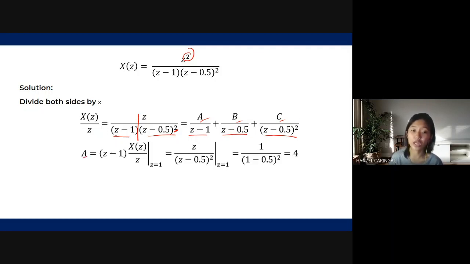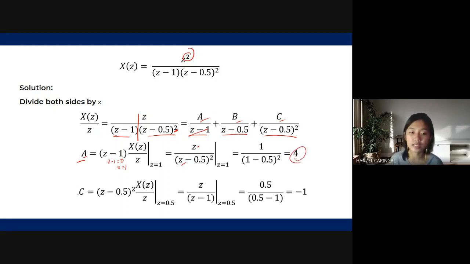To solve for A, we're going to multiply by z minus 1, so that the z minus 1 cancels and only A remains. Our z here is 1, equating z minus 1 to 0, so z is equal to positive 1. What remains is z over z minus 0.5 squared. Substituting the value of z, which is 1, we get A is equal to 4.